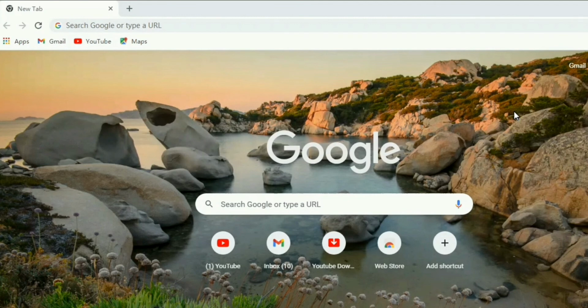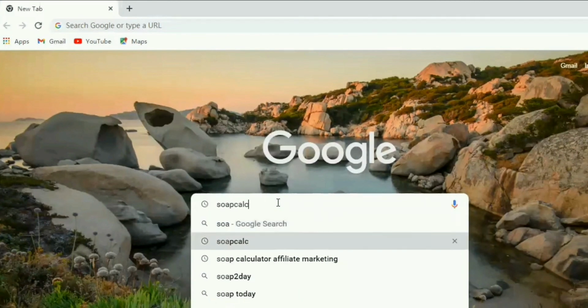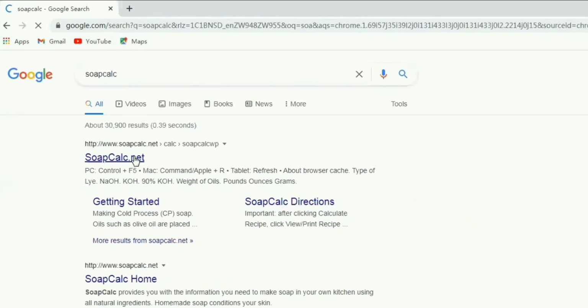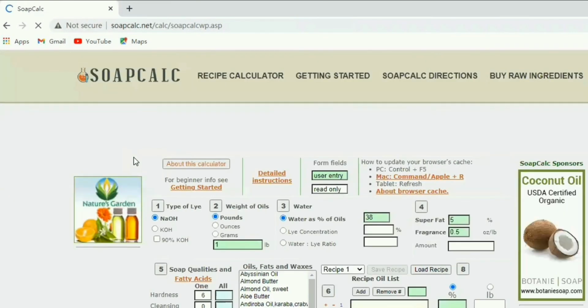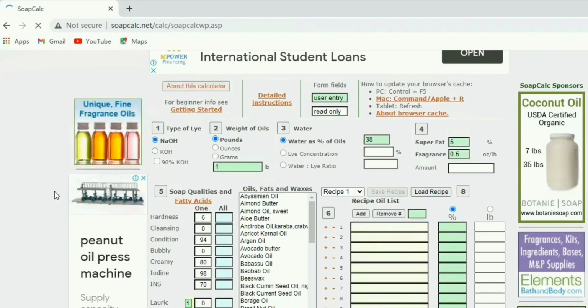So I'm going to head over to Soap Calc. This is the soap calculator that I always use. If you want to know how to use it, I will link right here in the top corner a video that I did explaining how to use this one. There are many others out there, but this is the one that I just love using.